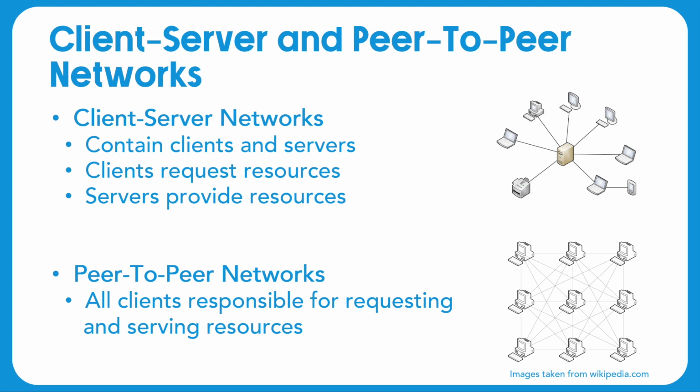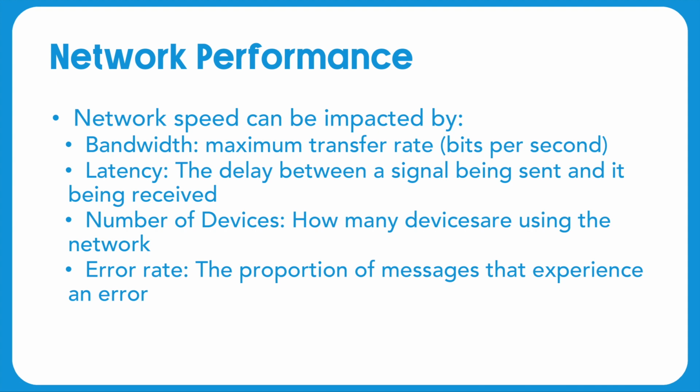The main factors that impact the performance of a network are bandwidth, latency, number of devices, and the error rate. The bandwidth of a network means the amount of data that can be transferred on a network at any given time. This is measured in bits per second and is often called the bit rate. It's important to stress here that the bandwidth is a measure of how much data is transferred per second and not how quickly the data travels on the network.